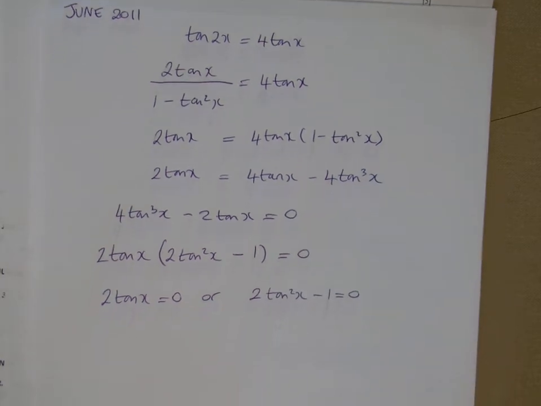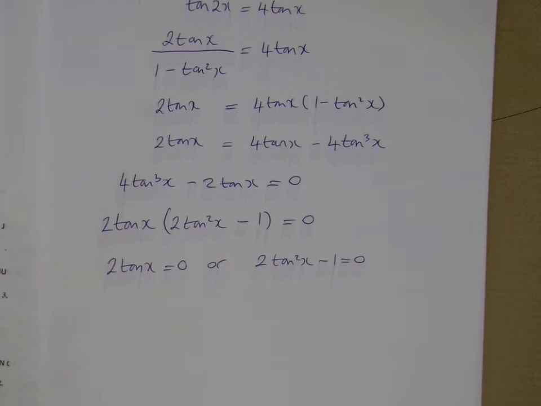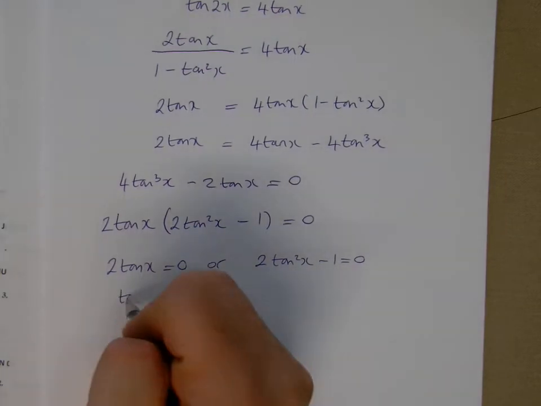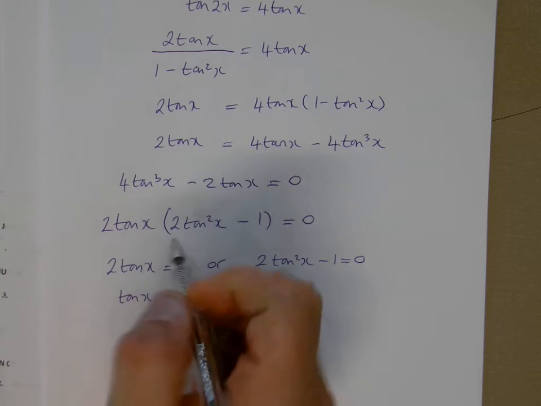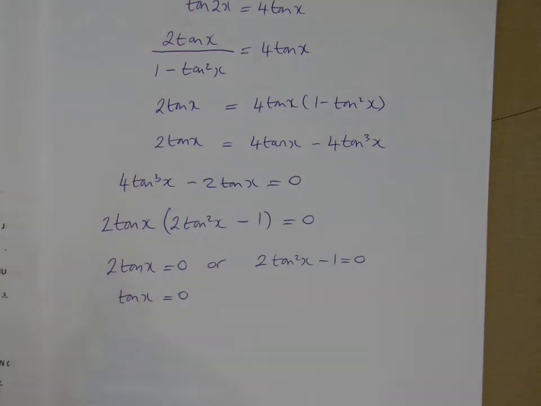Okay? Now if 2 tan x is 0, I've then got tan x should equal 0. That 2 sort of disappears in a way, because if 2 lots of tan x is 0, 1 tan x is 0. Or you could think of it as take the 2 over the other side and divide by 2, and 0 divided by 2 is 0.